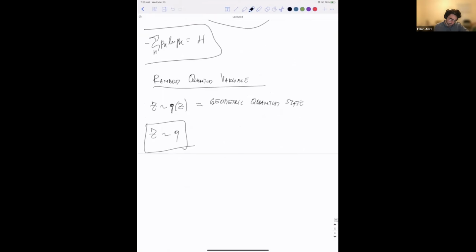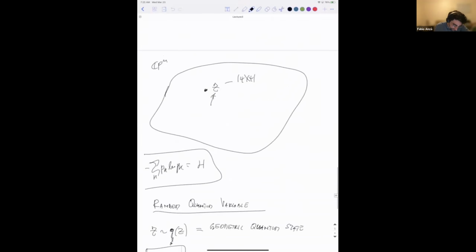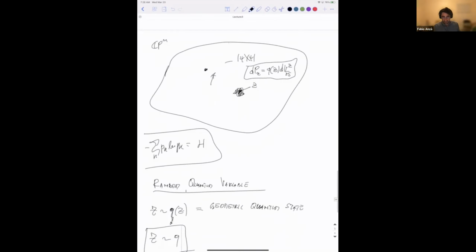Now, bear in mind that in this setup, sometimes we use a particular notation which goes as the following. What this means is that the probability of finding that the state of my system will be in a small volume around, let me call this Z now, around Z is defined like this: dP around Z is Q of Z dV Fubini-Study in the Z coordinate system, right? So this means that we have a probability distribution which can be smooth, or it can be, for example, a linear superposition of pure states, and Q(Z) is the probability density. So I call it the geometric quantum state.